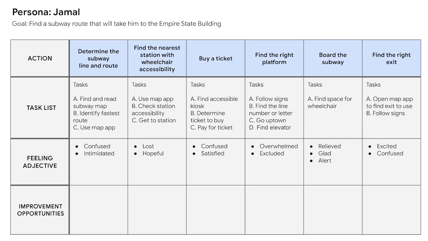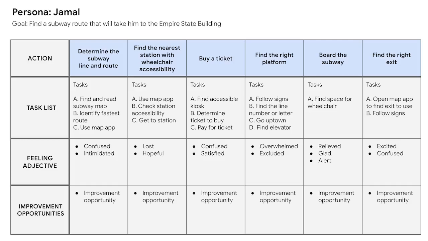Or imagine that Jamal's purchased his ticket and is trying to get to the right platform. He can't use the stairs, so he'll need to find an elevator or ramp. The elevator might not be working, so he has to find a ramp. This experience could make Jamal feel overwhelmed and make him feel excluded.